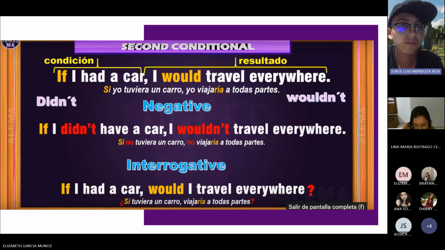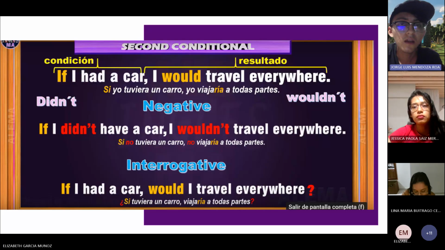is I, we use the modal verb that is would, and we use the verb that is in this case travel, and the complement that is everywhere. I would travel everywhere. Viajaría a todo lado. Si yo tuviera un carro, yo viajaría a todas partes.